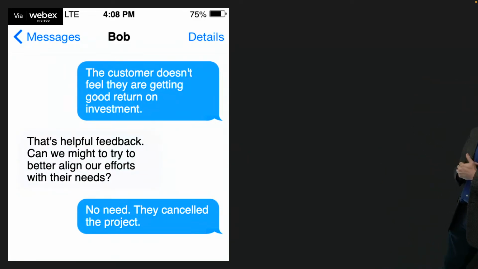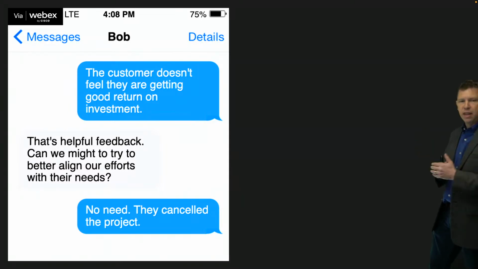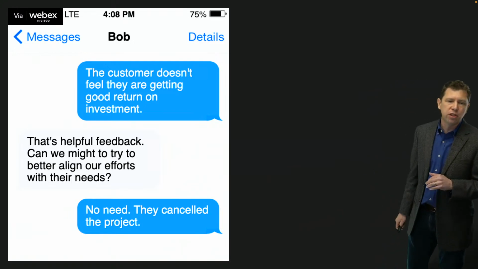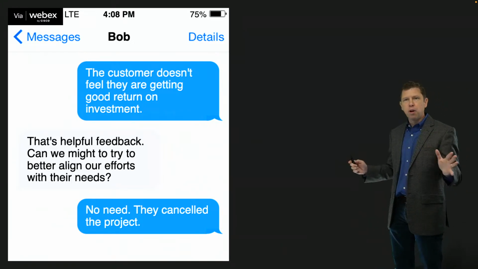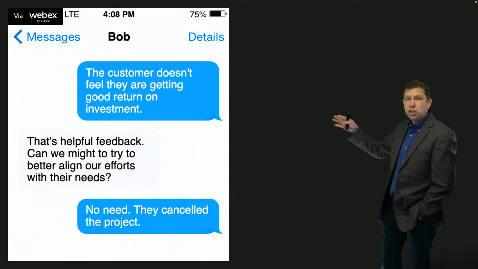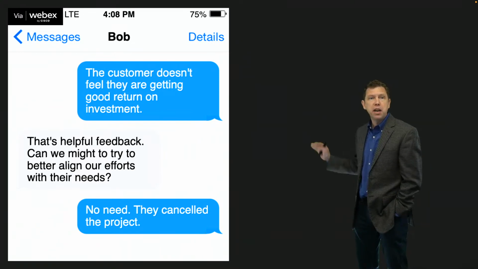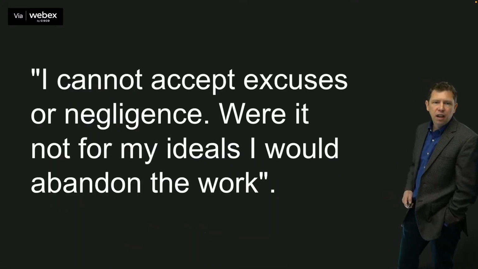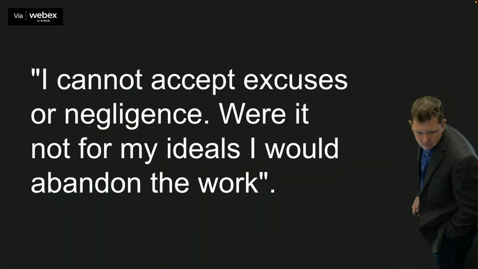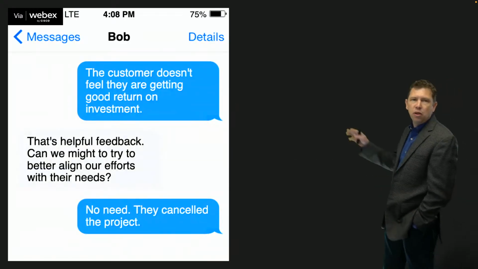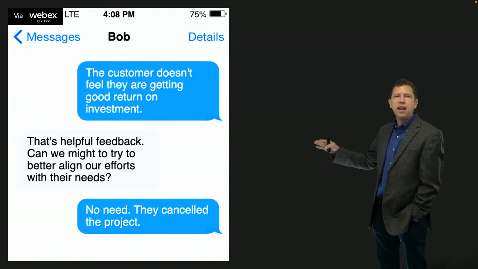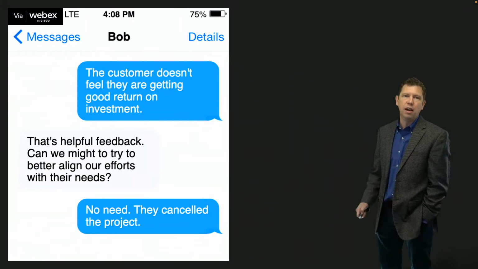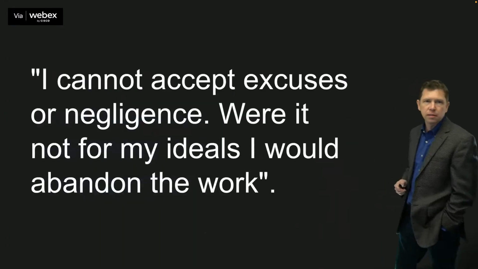The customer doesn't feel they're getting a good return on investment. Okay, that's good information, right? That's helpful. Can we try to better align our efforts with their needs? No need, they canceled the project. Okay, this is really, really good information, but it's so late that it's worse than useless, right? It didn't help change anything. So thinking in terms of this, is your team getting information in the time they need to actually do something with it? If not, it may be worse than useless.